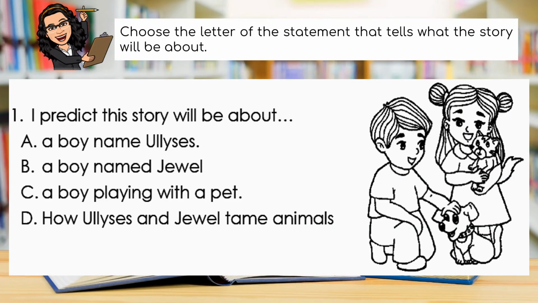In this activity, choose a letter of the statement that tells what the story will be about. Number 1. I predict this story will be about A. A boy named Ulysses. B. A boy named Jewel. C. A boy playing with a pet. Or D. How Ulysses and Jewel Tame Animals. The correct answer is D. I predict this story will be about how Ulysses and Jewel tame animals.